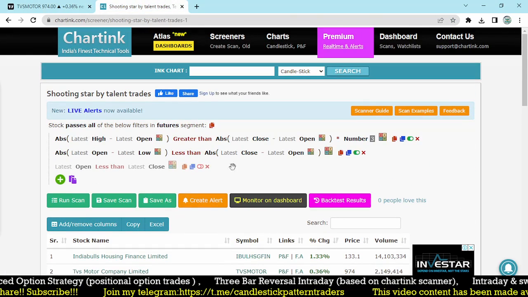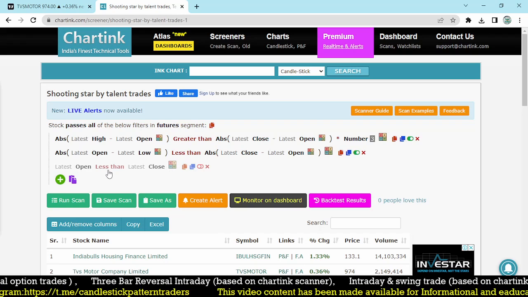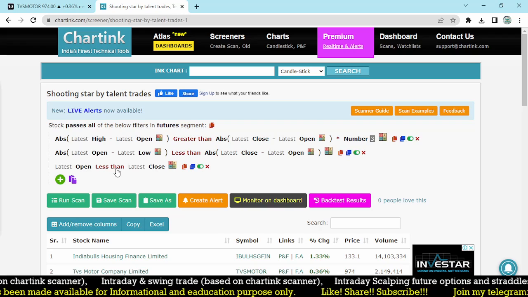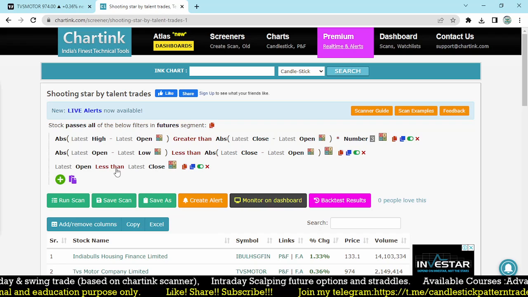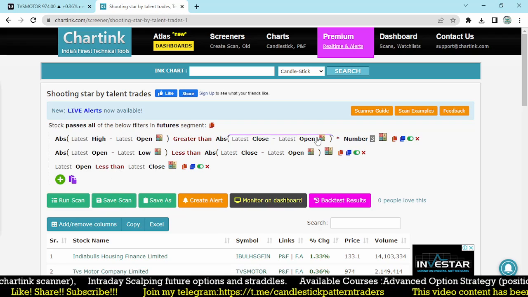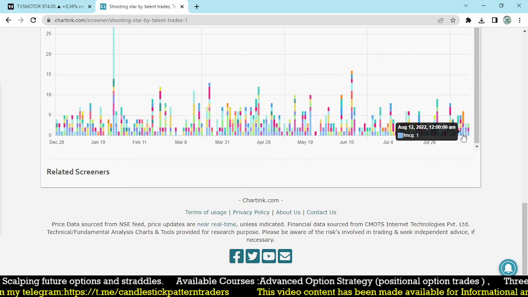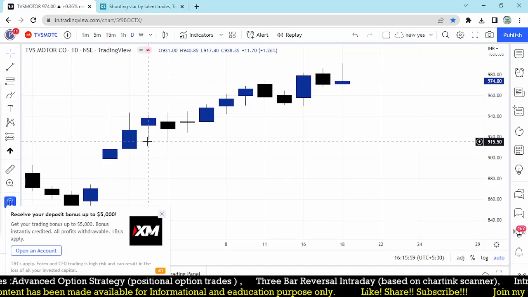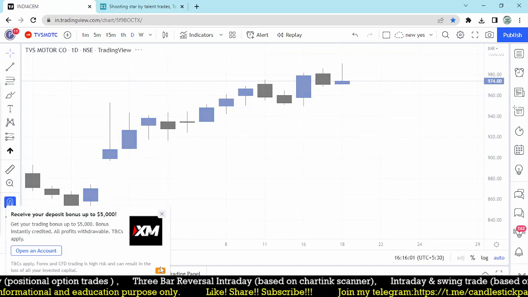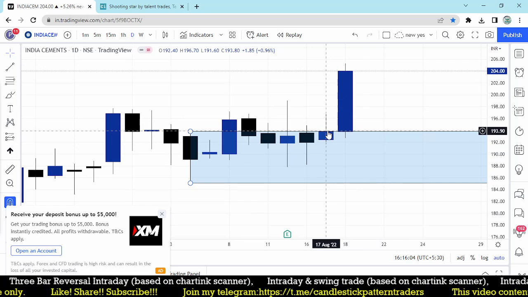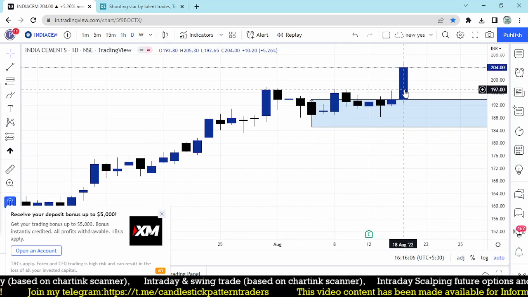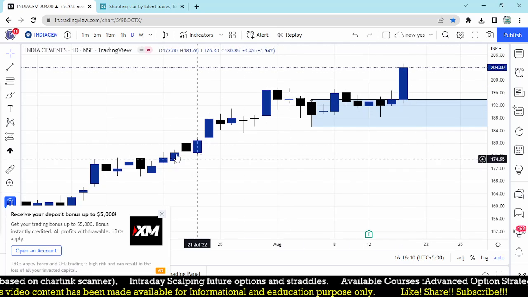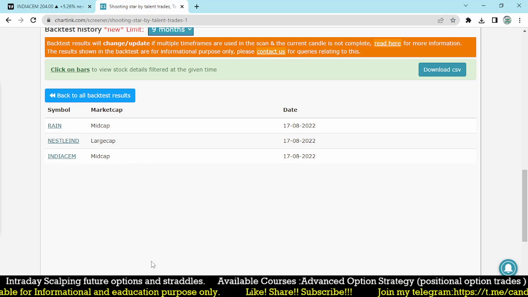I'm not saving it. If we use open less than close, it will find only green hammers. Yesterday, what were the stocks? India Cement, let me go for India Cement. That was a hammer, and it broke the higher level around 190, 204, but did not break the lower level. So I hope this may be useful.